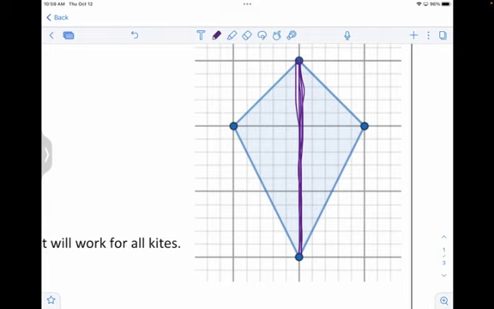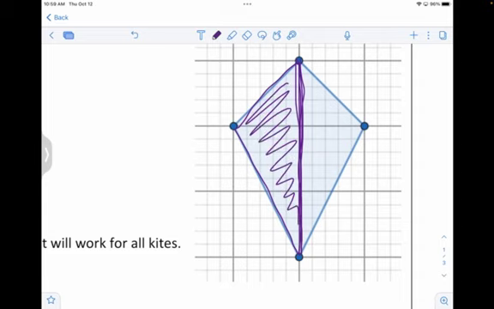Okay, so if I'm finding the area of this shape, I'm going to find the area of one of these triangles and multiply it by 2, right? So this triangle right here, the base and the height: if we just look at the left triangle, what's the base of that triangle? 5. No.